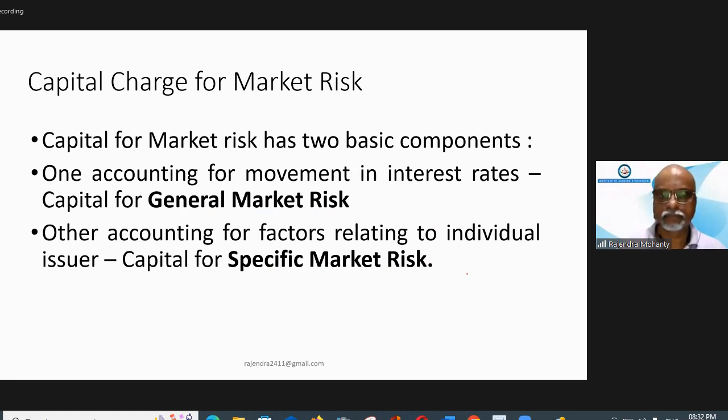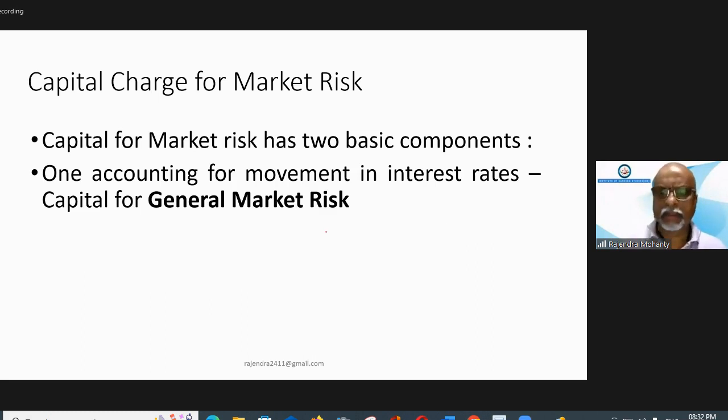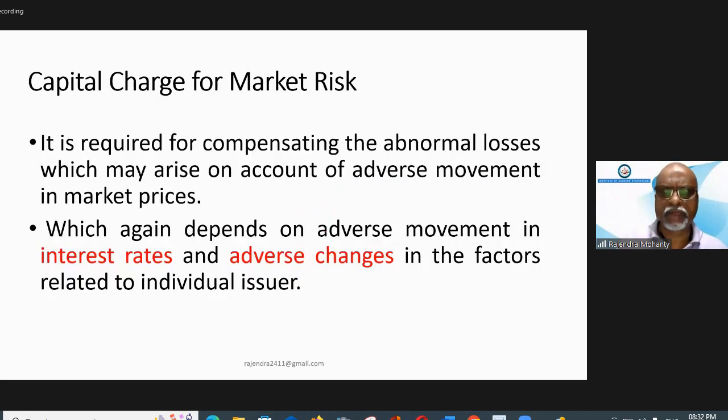Sir, please repeat specific market risk. Yes, sir. Sir, general market risk. Have you understood this one, which I explained? Yes, sir.